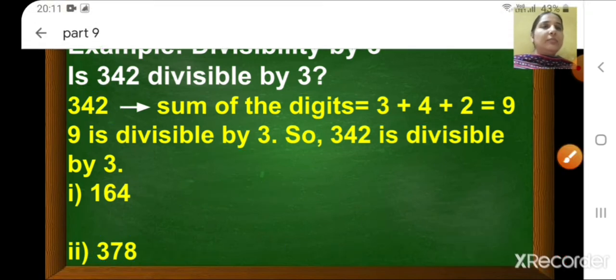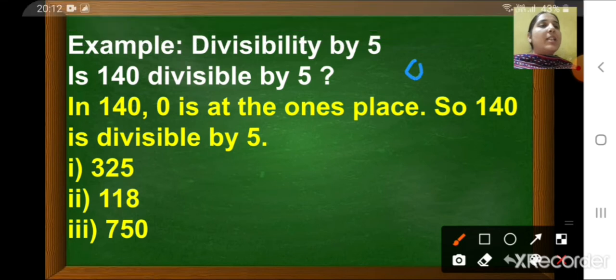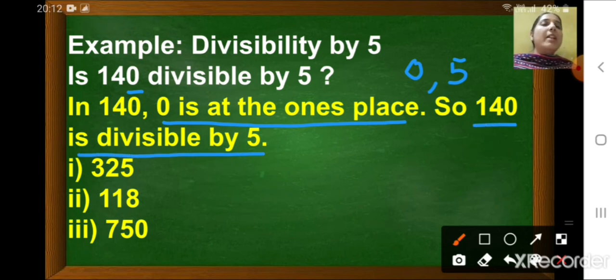Okay. Now let's see the divisibility by 5. So for finding the divisibility by 5, what did we do? What should be there at the ones place? Yes, at the ones place there should be 0 or 5. So you just look at the number here. Is 140 divisible by 5? Just look at the digit at the ones place, which is 0. So will it be divisible by 5? Yes. Why? Because the digit at the ones place is 0. So 140 is divisible by 5.